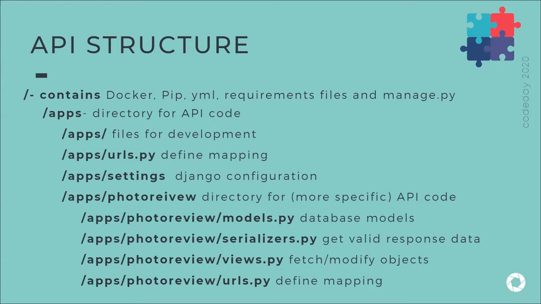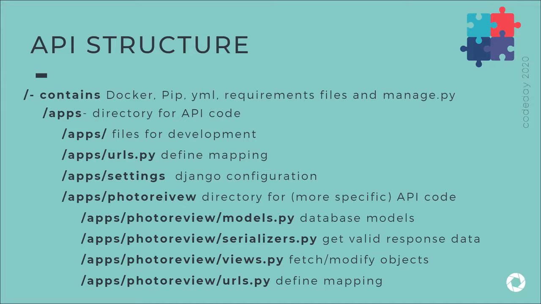The apps folder also contains the settings file, which is basically where you do all of your configuration. We also have the photo review directory, but more specifically, the photo review is considered an app of the apps project. And this folder contains models.py.